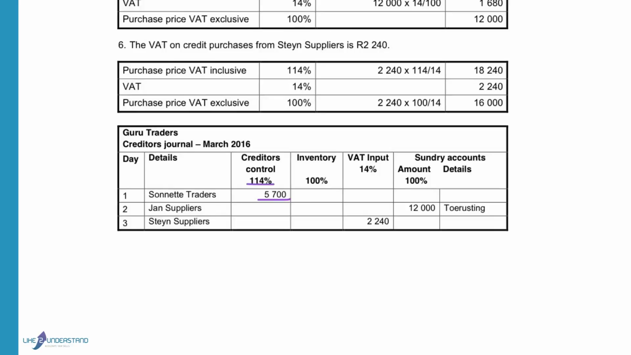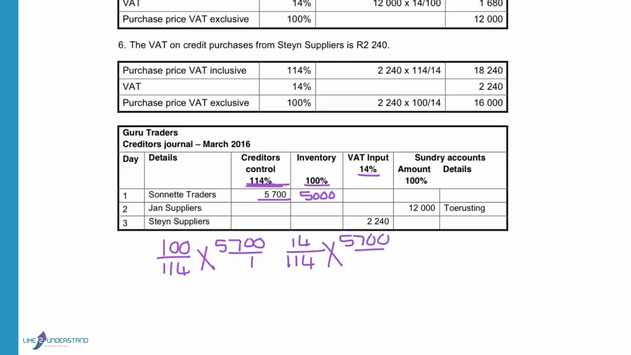If I want to calculate the inventory amount, the one that I want, 100, divided by the one that I know, 114, times the 5,700, and that will give me 5,000 Rand. If I want to calculate the VAT, the one that I want, 14, divided by the one that I know, 114, times 5,700 will give me 700 Rand.